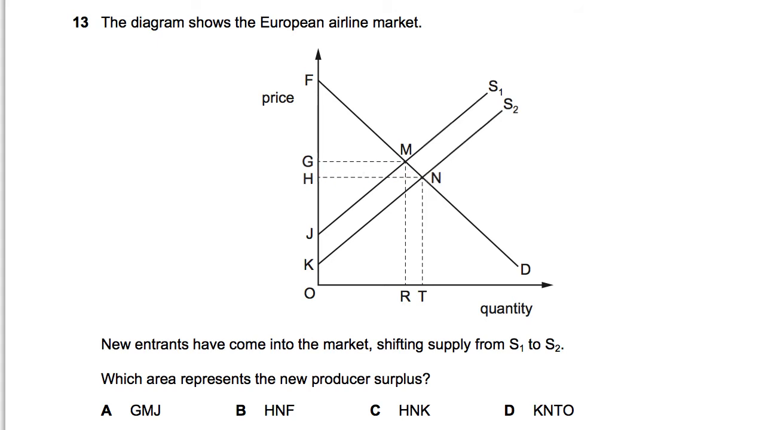So, what is the producer surplus before? And the answer would be H and K. H and K would be the producer surplus before, because it's the area under the market price above the supply curve. With the new supply curve being S1, the producer surplus would be GMJ. So, which area represents the new producer surplus? And the answer would be A, which is GMJ, the area under the market price above the new supply curve.